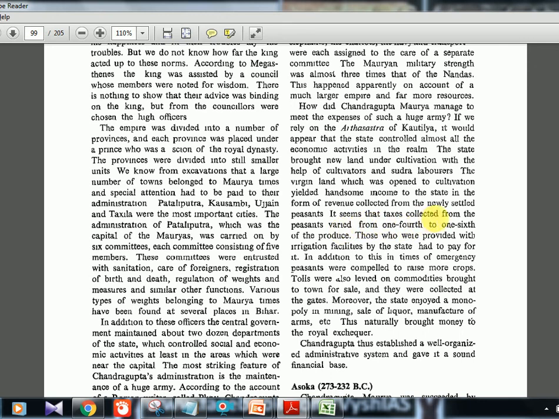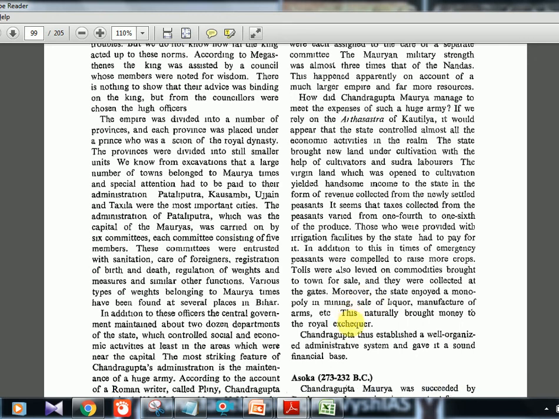So it was collected from peasants. It varied from 1/4 to 1/6. In the Buddha age we saw it was 1/6. Now those who were provided with irrigation facilities by the state had to pay for it. Okay, so irrigation facilities were not free. For that also payment was collected. So that is how the kingdom made revenue. And they were compelled to raise more and more crops. Tolls were also levied on commodities. So there were toll booths and all, and so toll was also collected. So a lot of methods for collecting revenue.